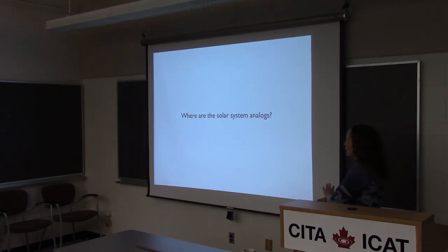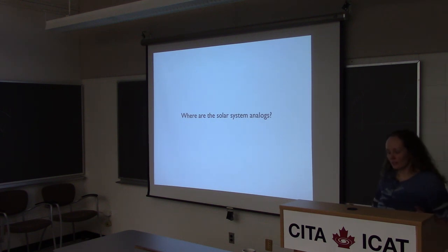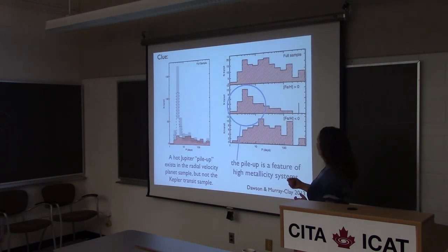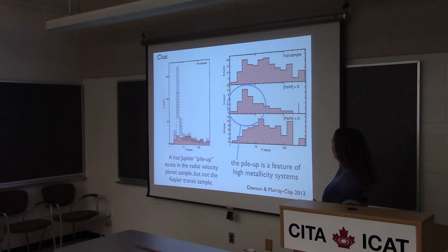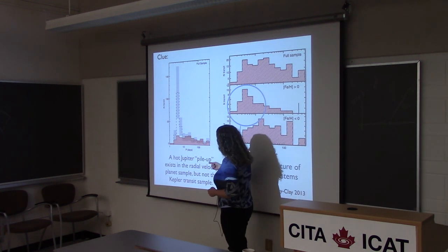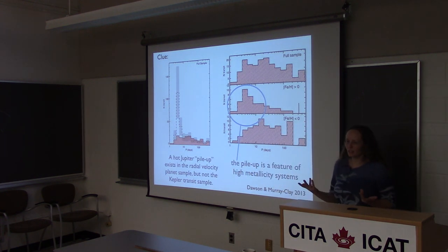All right. OK. So given this, where are the solar system analogs? This is just an idea, but here's a clue. This comes from work by Rebecca Dawson, who is my student at Harvard. And she found two things that I'll highlight today. The first thing that I learned about exoplanets as a graduate student was that there's a pileup of hot Jupiters at 3 days.